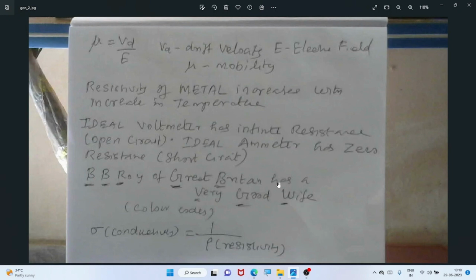The B.B. Roy of Great Britain, this is used to identify the color codes given in your book. Brown, black, blue, brown, you can refer to the book, the resistance color codes. Conductivity is inversely proportional to the resistivity. Conductivity equal to 1 by resistivity.